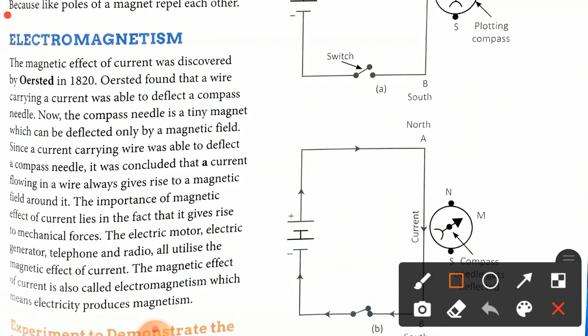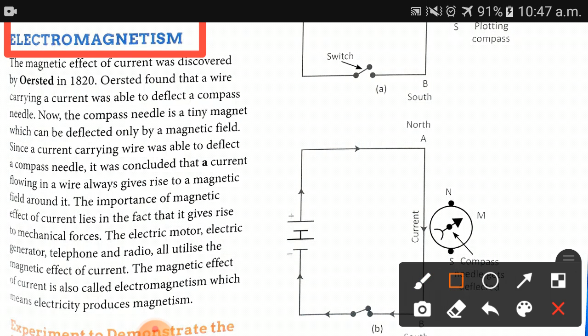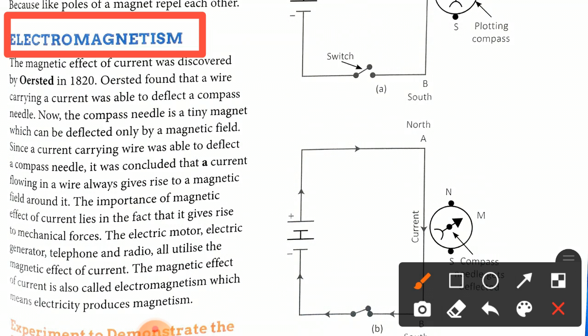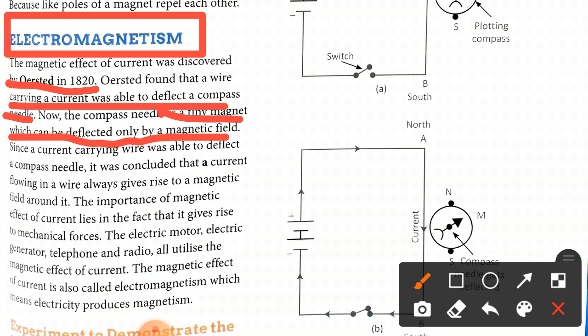Now we will come to what is electromagnetism. This is important, so kindly remember this. What is electromagnetism? The magnetic effect of current was discovered by the scientist Oersted in 1820. Oersted found that a wire carrying current was able to deflect a compass needle. Now the compass needle is a tiny magnet which can be deflected only by a magnetic field. Here you can see this is the compass needle.